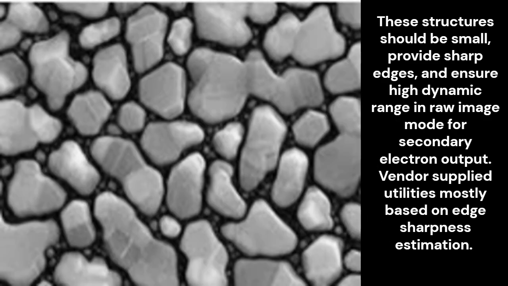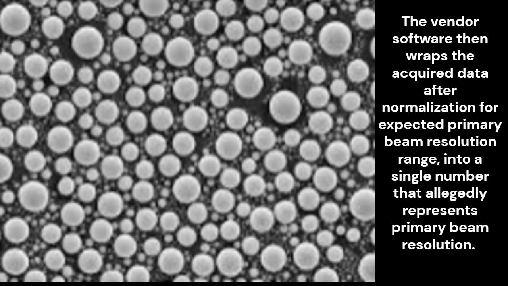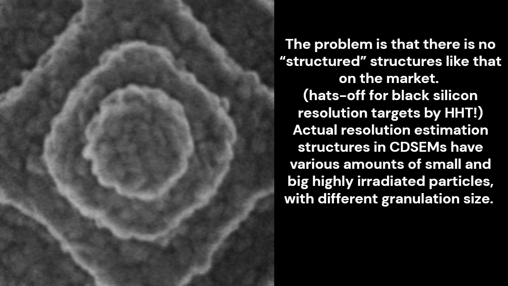These structures should be small, provide sharp edges, and ensure high dynamic range in raw image mode for secondary electron output. Vendor-supplied utilities are mostly based on edge sharpness estimation. The vendor software then wraps the acquired data, after normalization for the expected primary beam resolution range, into a single number that allegedly represents primary beam resolution. The problem is that there are no structures like that on the market.